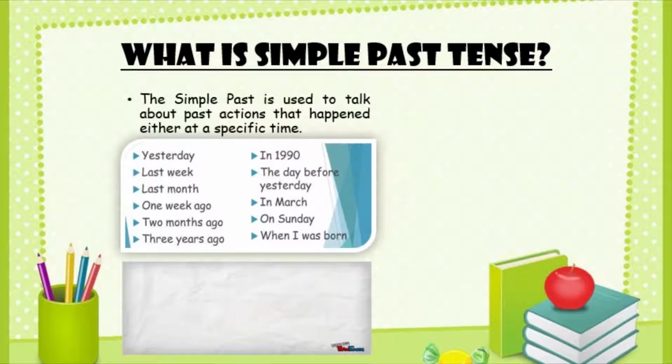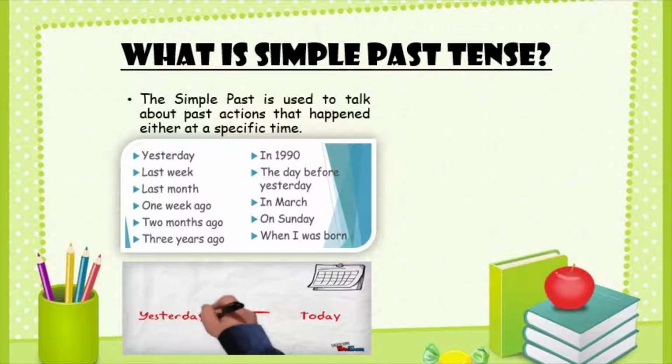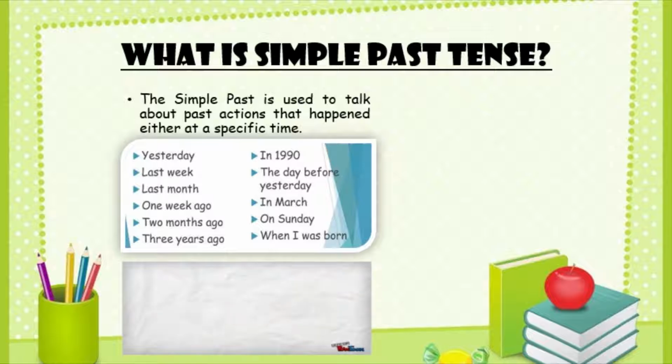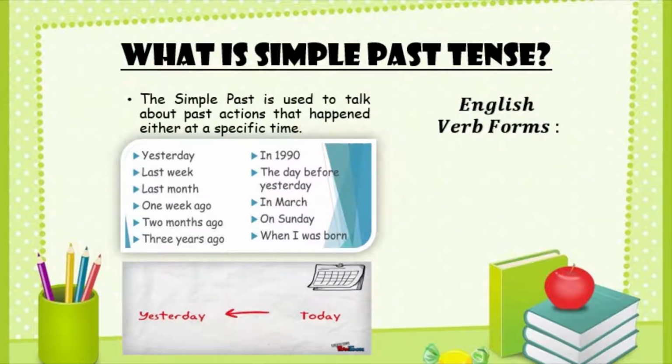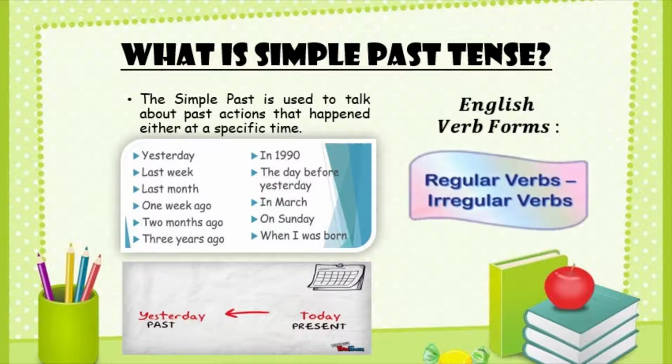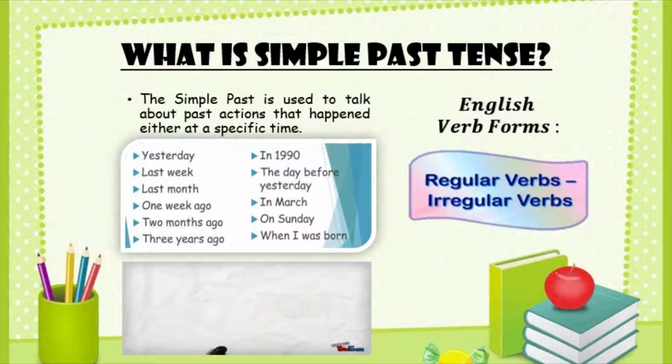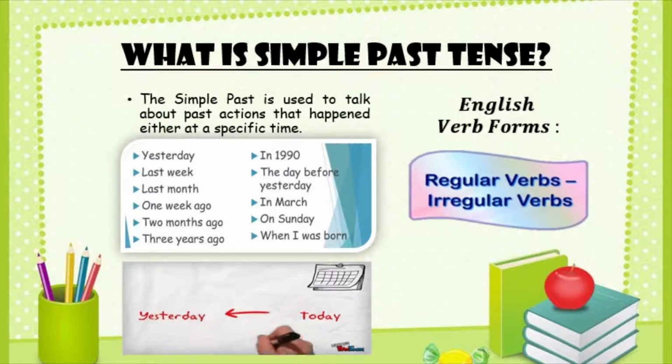Okay? And for your information, there are two types of verbs that we can use in the simple past tense. Here are the English verb forms. They are the regular verbs and also the irregular verbs. But what are the differences between the regular and also the irregular verbs? Okay, let's check them out.